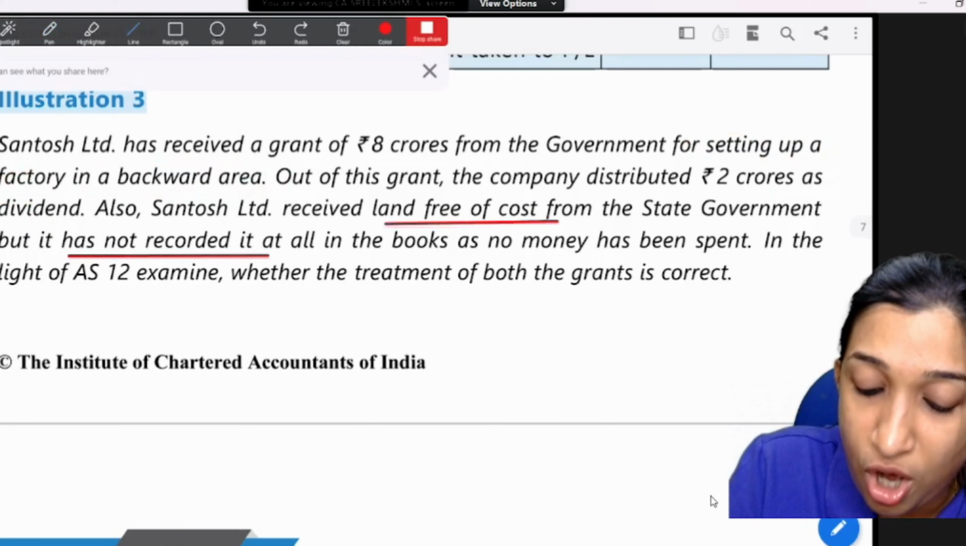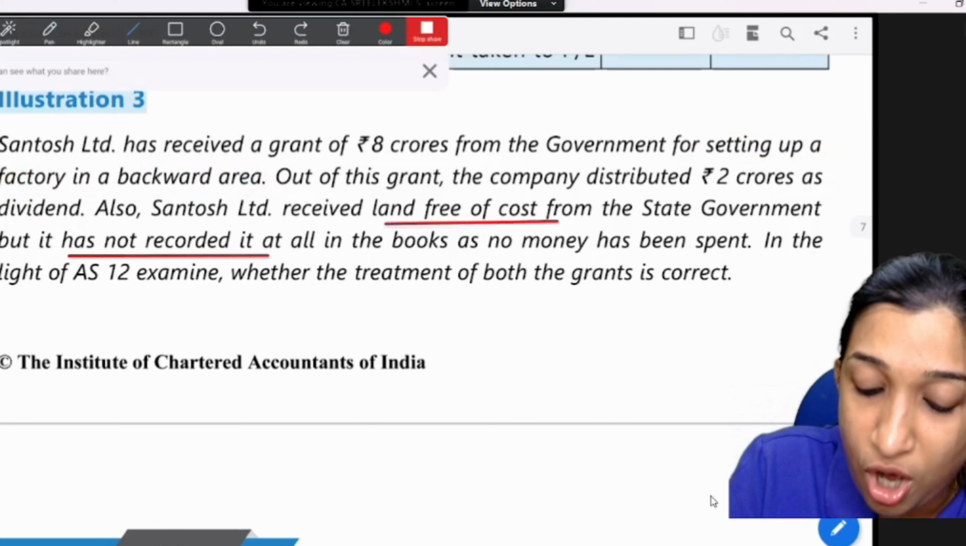Now, the third area, accounting of government grant. For the purpose of accounting, government grant is broadly divided into 2 types: monetary grant and non-monetary grant. You know what is monetary grant. The grant will be in fixed monetary terms.